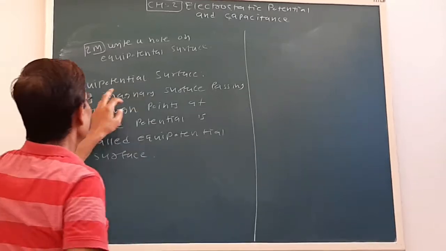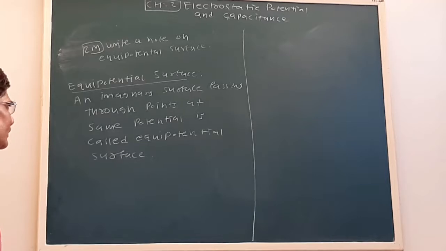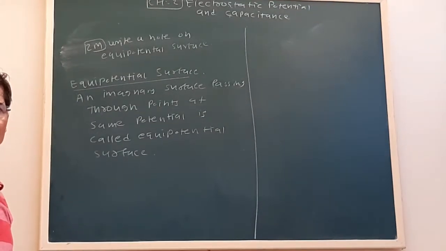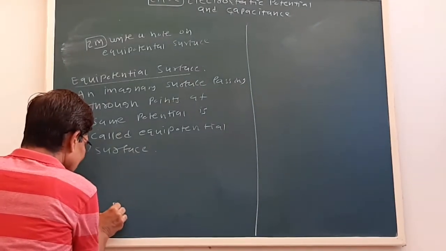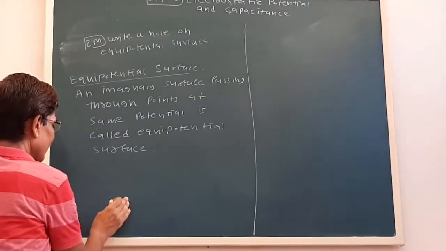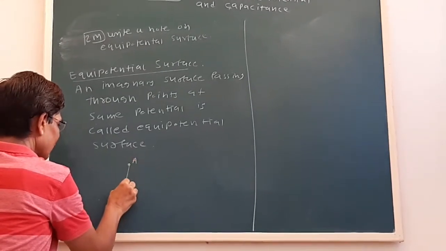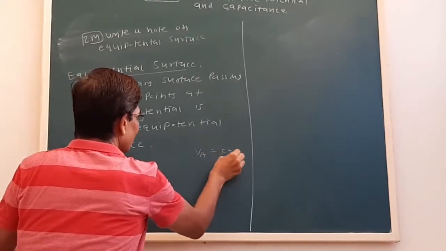Okay, see, an imaginary surface passing through points at the same potential is called equipotential. We are familiar with the potential due to a point charge. Now let us say Q charge is here, and point A is at a distance of R. So we can write V is KQ by R.